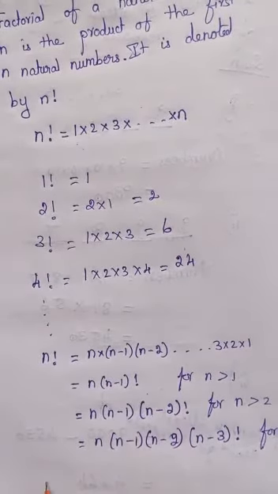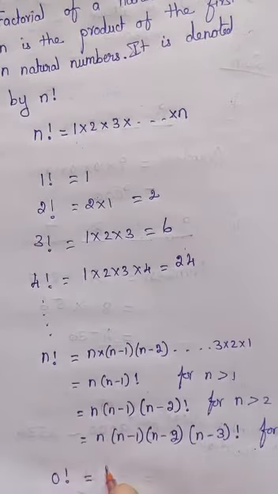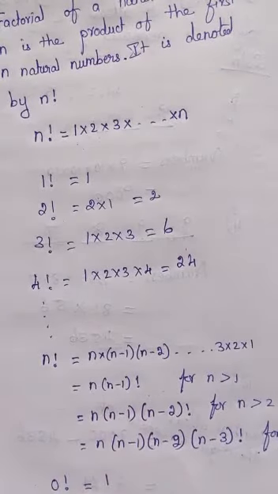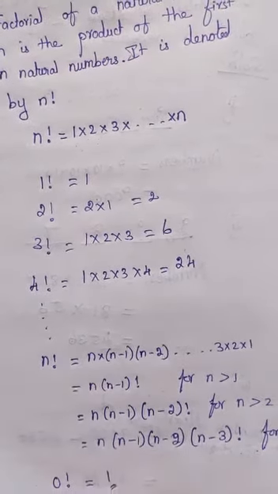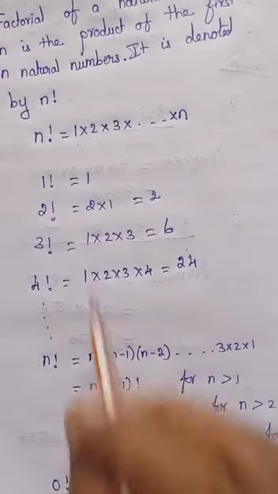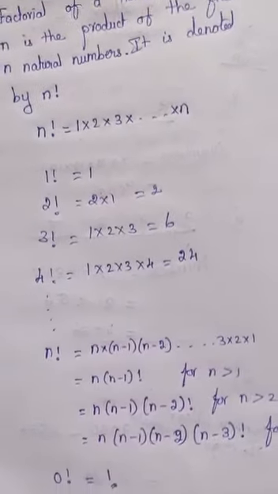That is the reason. See, what about the value of 0 factorial? That also is equal to 1. 0 factorial is also equal to 1. Okay, 0 factorial equals 1. 1 factorial is also equal to 1.